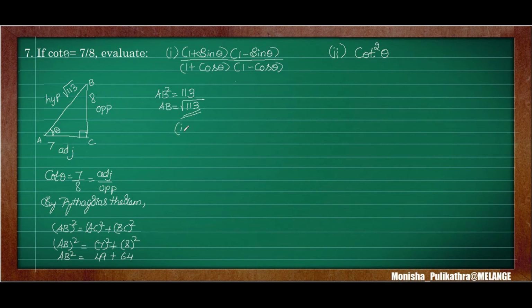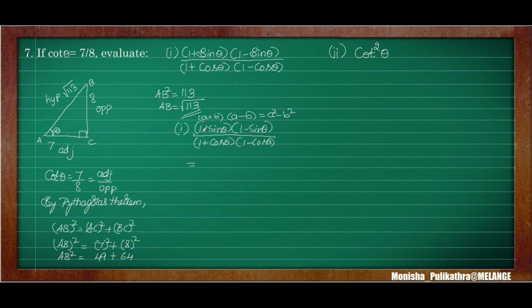Okay, so let us write the first question. That is 1 plus sine theta into 1 minus sine theta, divided by 1 plus cos theta into 1 minus cos theta. This question is in the form of a plus b into a minus b. What is a plus b into a minus b? It is a square minus b square. So we can change this whole question in the form of a square minus b square.